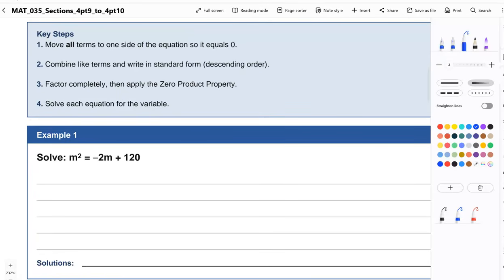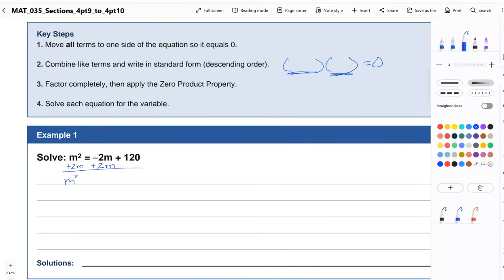We have m squared equals negative 2m plus 120. So to solve this, we're going to have to move everything to one side. It does have to be equal to 0 because there's only one way that I can multiply and get 0, and that's if the first term is equal to 0 or the second term is equal to 0. So we're going to rearrange by adding 2m to both sides.